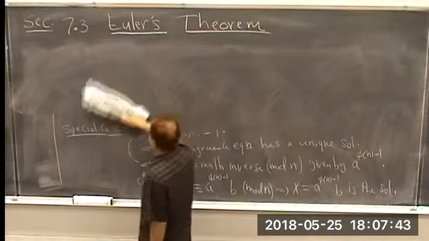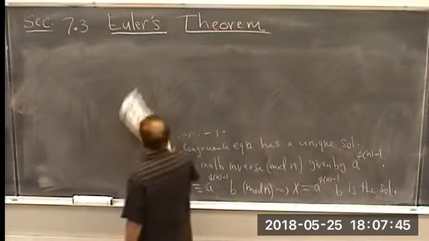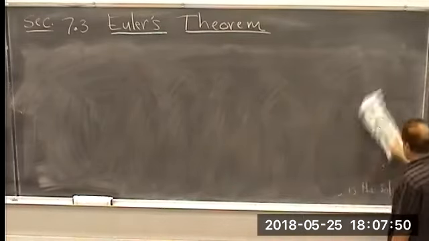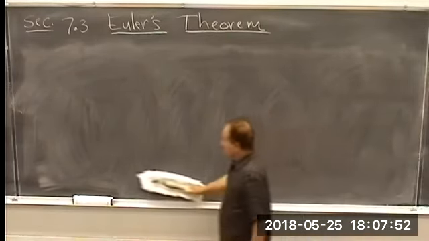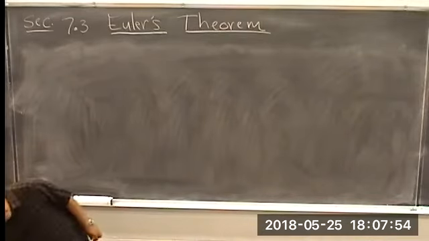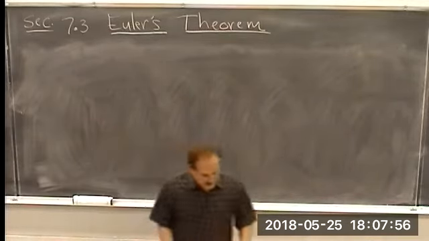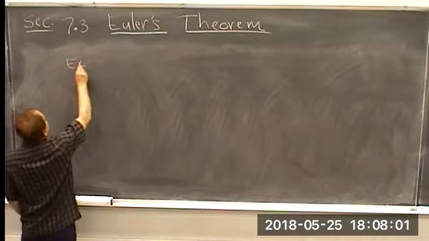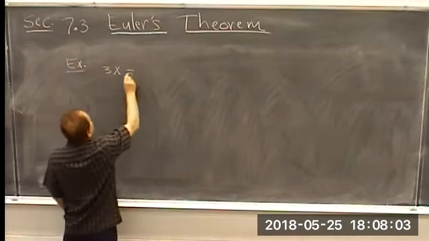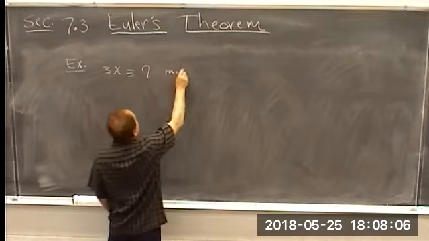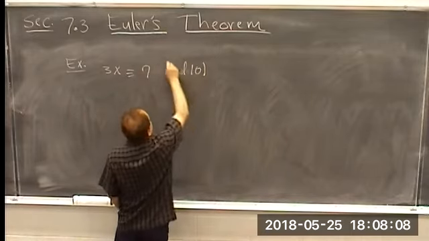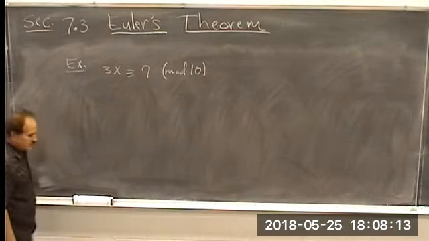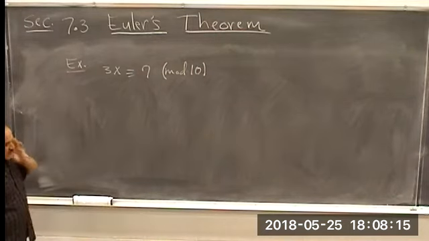And then we will look at the general case. Here we can obtain it from the special case. So here's the example. Let's look at 3x congruent to 7 mod 10. Again, the idea is not really just solving here, just to illustrate the method. Okay? This is a very, very simple congruence.